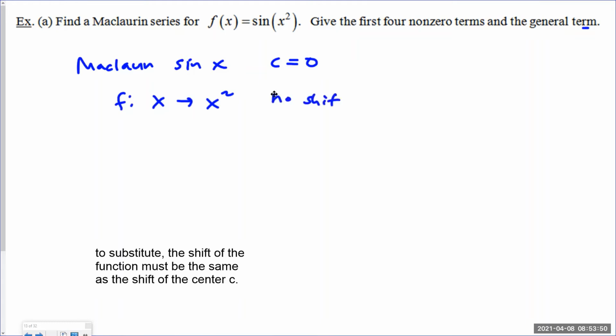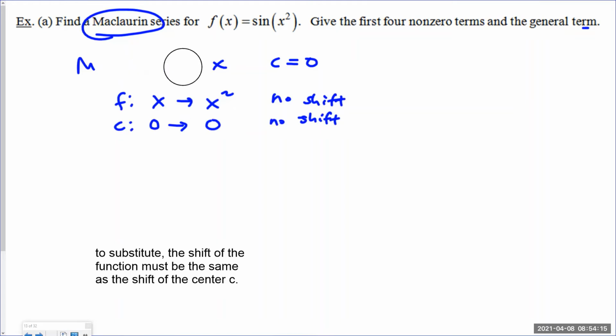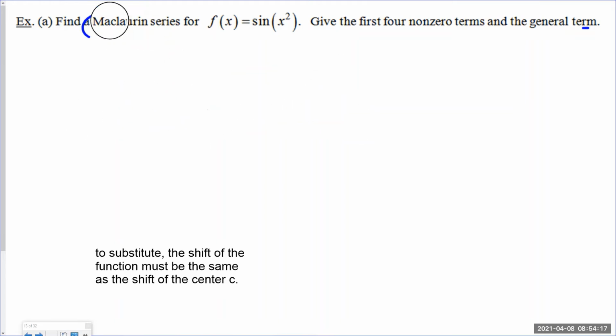No shift. Okay, let's look at the center. If I move from the Maclaurin series of sin x, what's the center of the new series I want? What's that shift right there? No shift. Okay, you guys good with that? So no shift, can I substitute? Yes, and that's really what you want to do if you'd otherwise end up with a bunch of product rules. So let's go ahead and substitute.